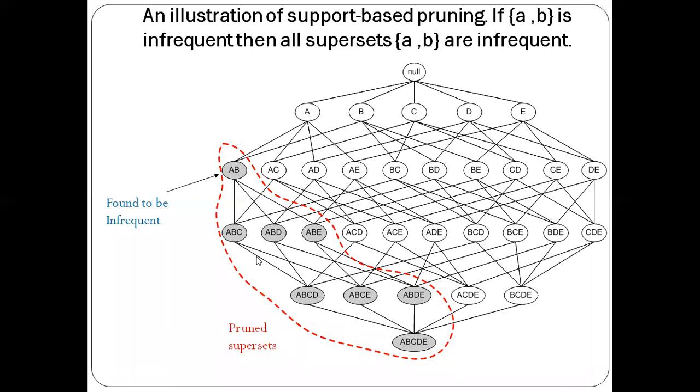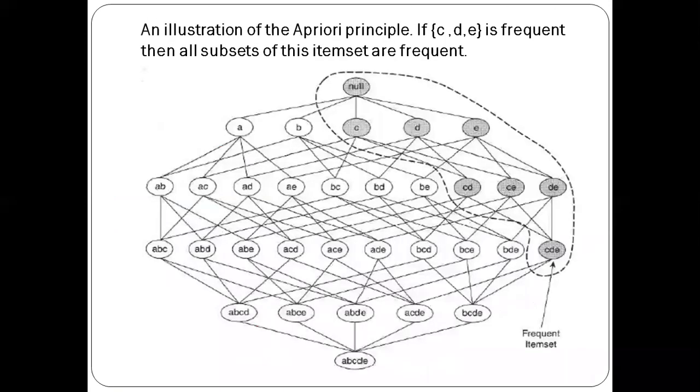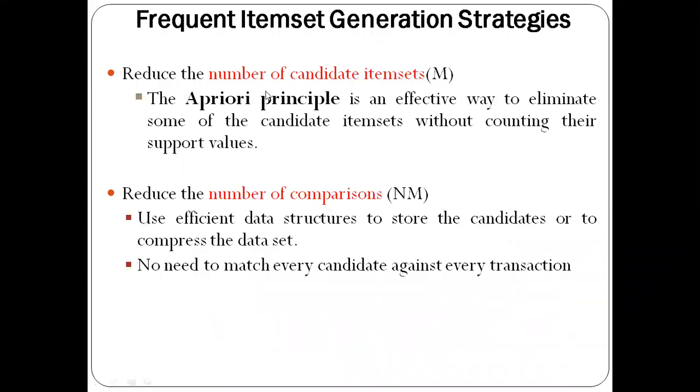So there is no need to consider them in the candidate generation process or in the frequent item set generation process. Like this, we can reduce the complexity using the a priori principle. It is one of the principles that we follow in order to reduce the number of candidate item sets. We want to reduce the complexity of the candidate generation algorithm, so we need to reduce the number of candidate item sets, and these can be reduced using the a priori principle.